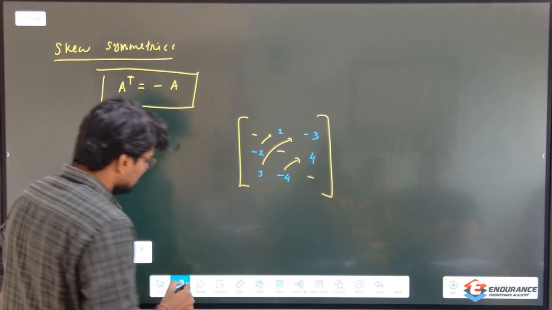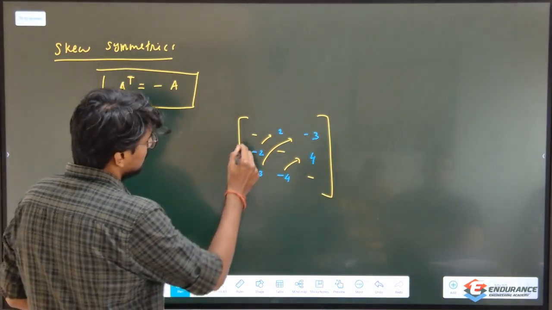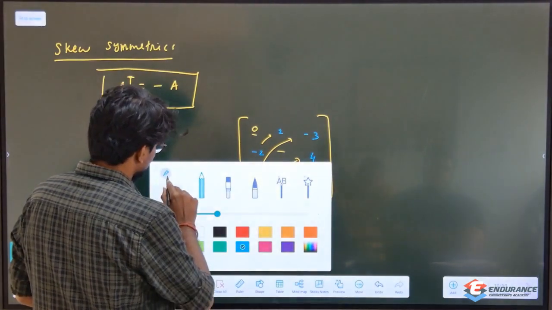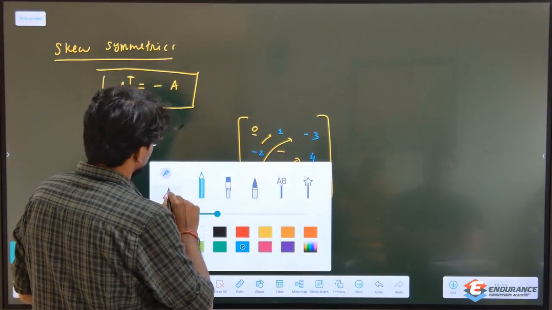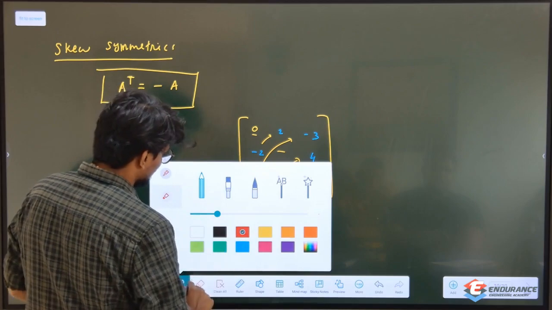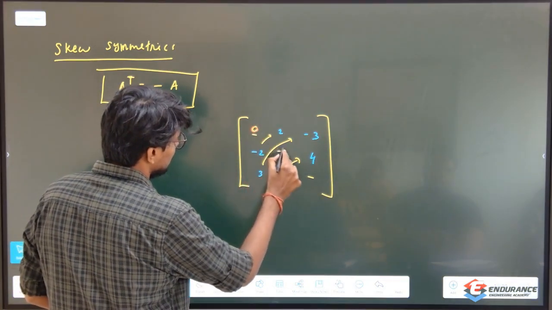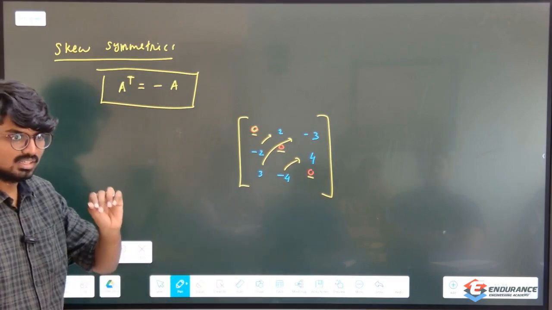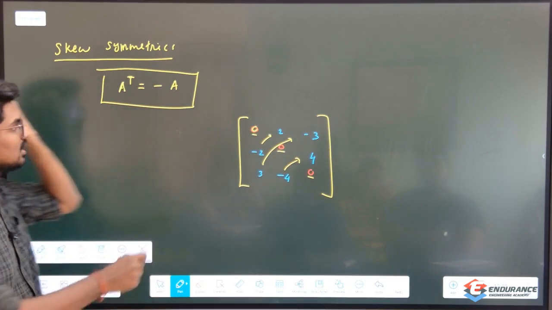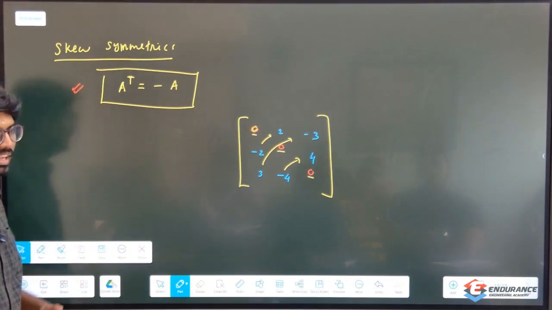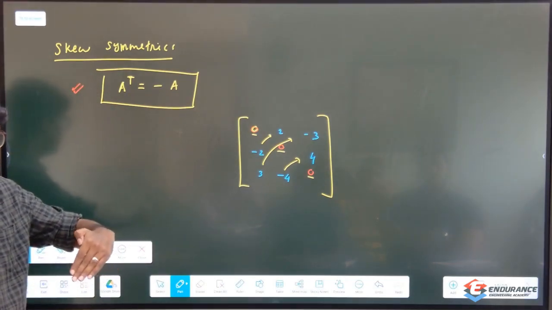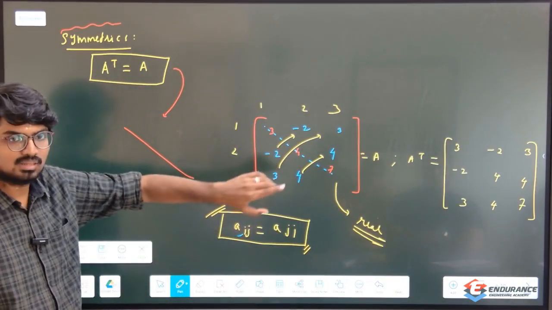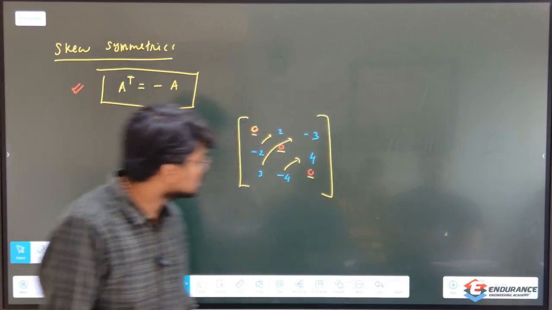Okay, but there is a condition here, a condition for skew symmetric matrix. The condition is the leading diagonal element should be strictly 0. So the leading diagonal element must be 0. Only if it is 0 can we obtain this condition. If my A transpose should be equal to -A, my leading diagonal element should be strictly 0. For symmetric matrix, that condition is not required. Your leading diagonal element can be any real number. Okay, here it has to be strictly 0.